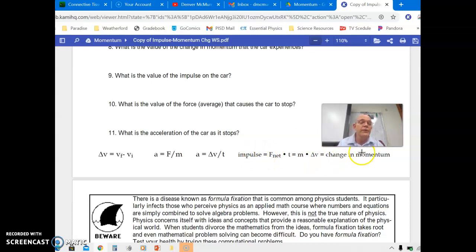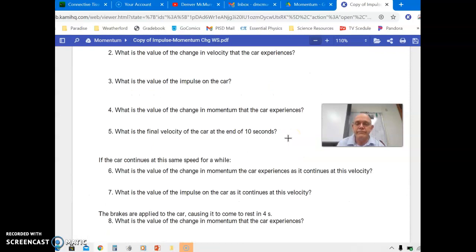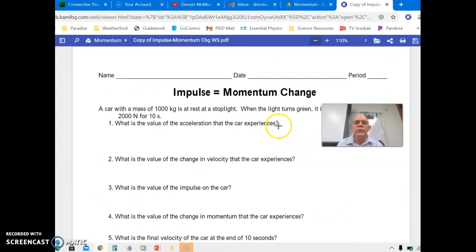If they give you the impulse and ask you for the change in momentum, then boom, it's just the same thing. You don't even have to calculate it. Impulse equals change in momentum. So that one can be a little intimidating at first, but if you break it down, it will be very, very useful.